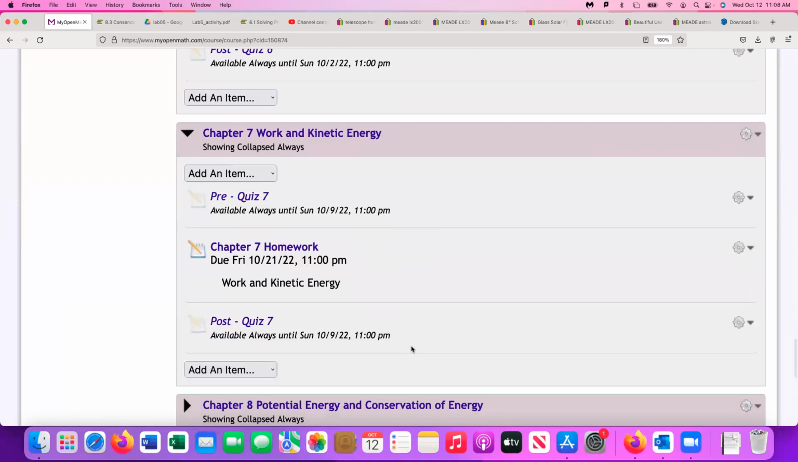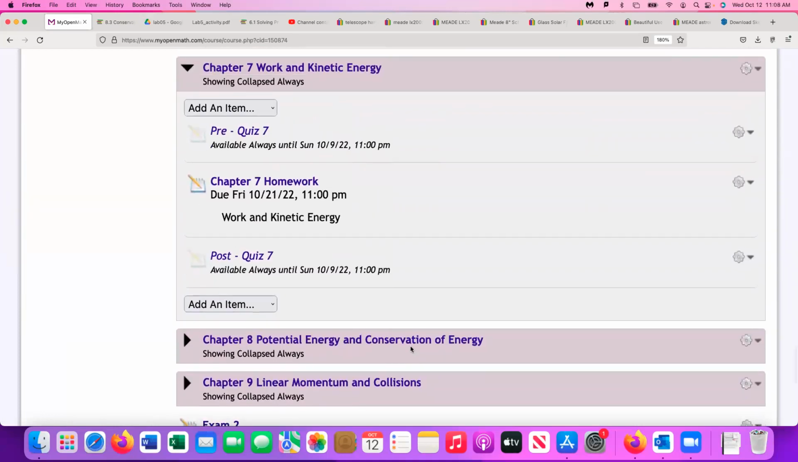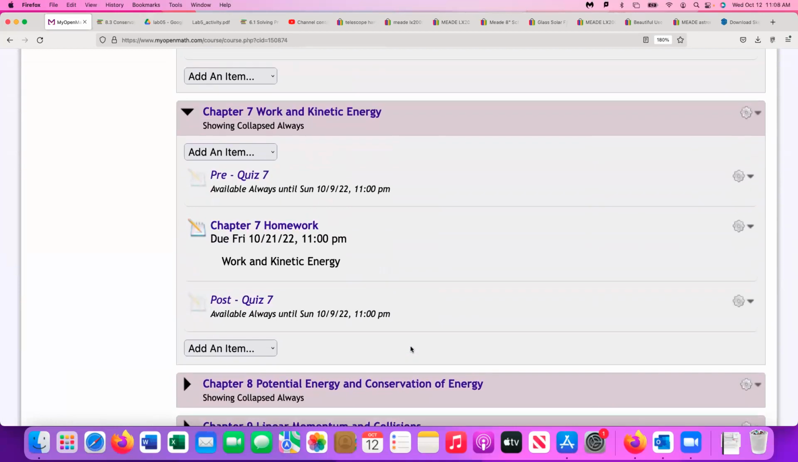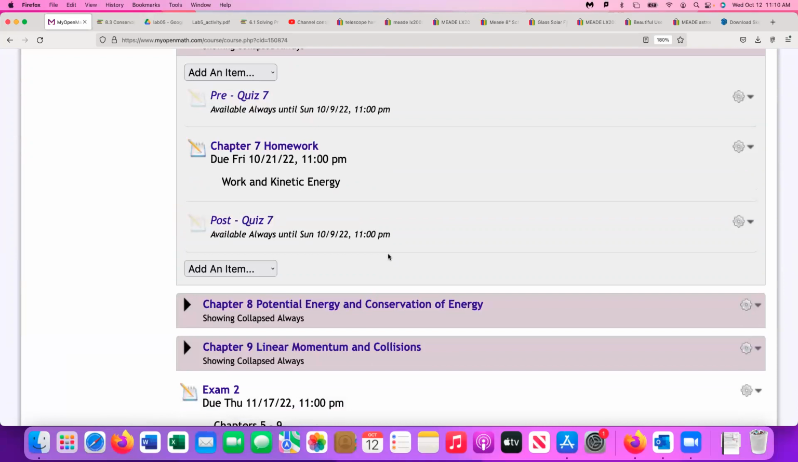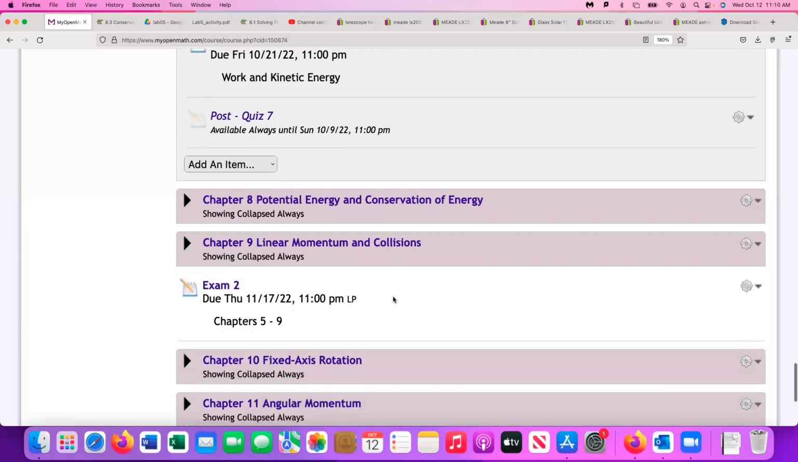Then hopefully next week we'll get everything all fixed up as far as that goes, because when we get into work and kinetic energy, we'll have another experiment to do there. Potential energy, conservation of energy. We'll probably have an experiment to do for chapter 8 and not for chapter 7, and then we'll have one for chapter 9 for sure. And then we'll be on to our next exam and almost done with the class.